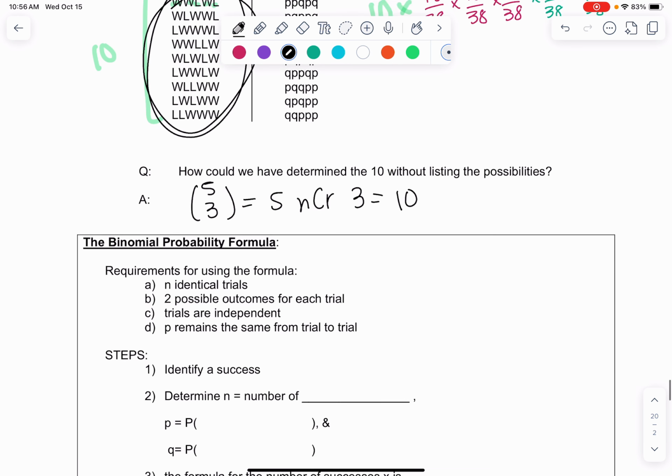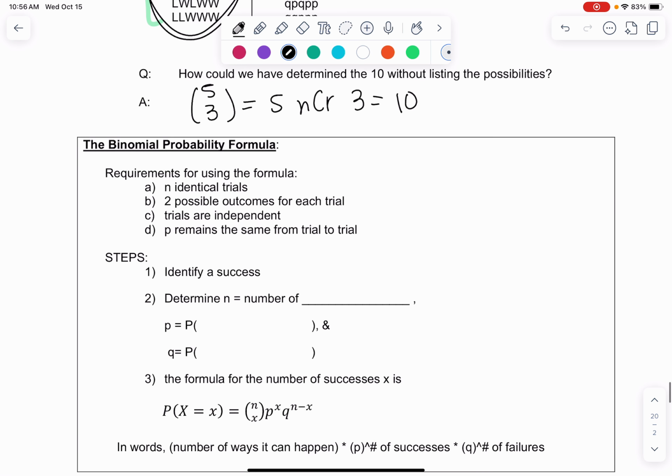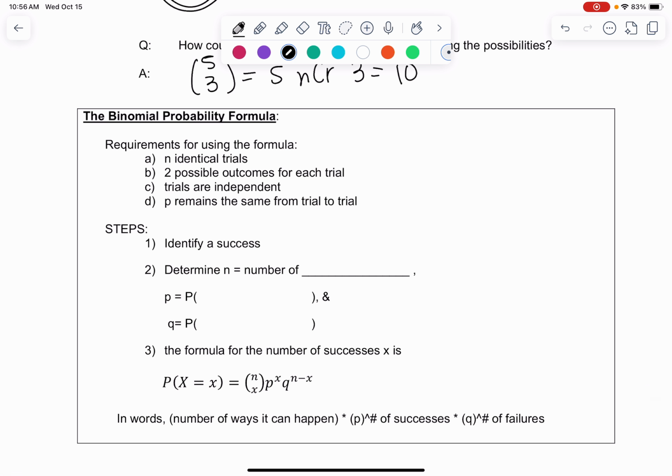So we have our binomial formula. Same criteria. It has to meet this criteria. We have n identical trials, 2 outcomes only. If it has more than 2 outcomes, we got to do something else. They're independent, and p remains the same. So n is the number of trials. p is the probability of something that's a success. And success isn't necessarily good. It's what we're measuring. So a success could technically be bad. It's just what we're interested in. And q is the probability of a failure, which is 1 minus p.